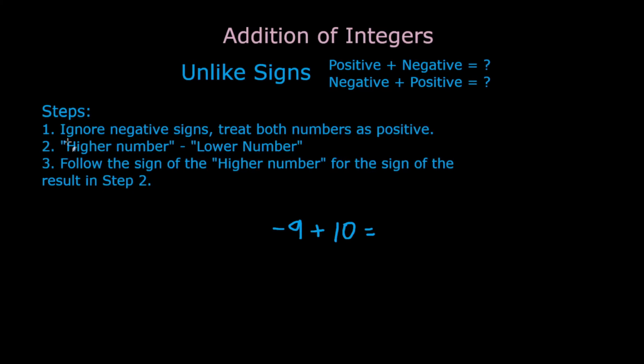Sabi dito, ignore negative signs and treat both numbers as positive. And then, higher number minus lower number. Okay. So, isipin muna natin na positive tong pareho. Si 9 at 10. Okay? And then, higher number minus lower number. Ito si 10, higher number siya. Positive 10. Ito naman si 9, si negative 9, i-treat muna natin siya as positive 9. And then, higher number minus lower number. 10 minus 9 is just equal to 1. And then, lagay natin to dito.